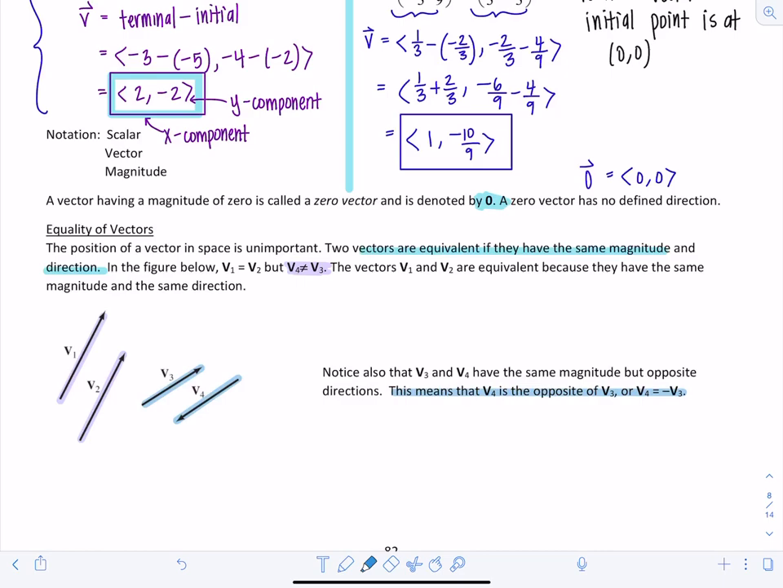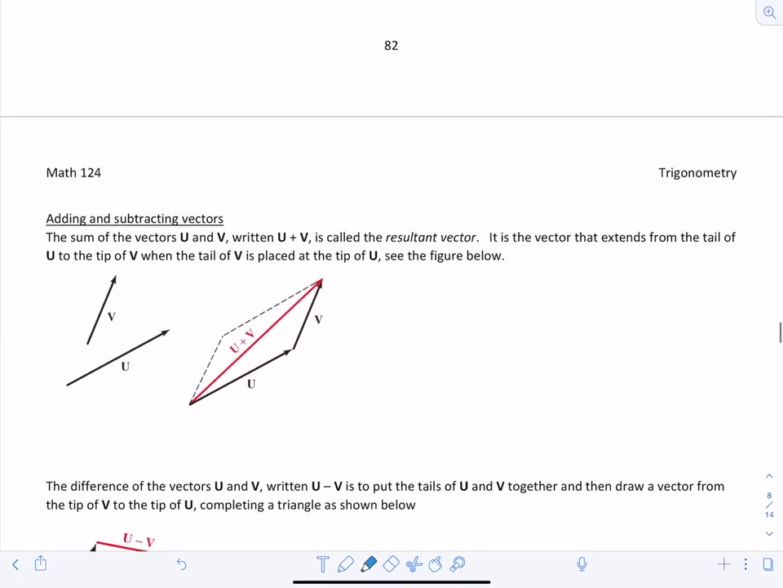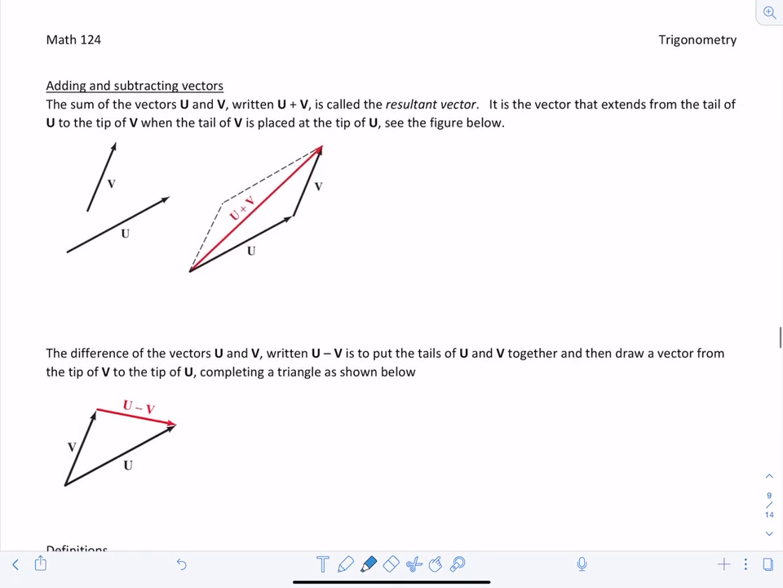Good. Now, graphically, if you're going to add or subtract vectors, there's two ways to do it. As far as adding vectors, one way to do it is add them tip to tail. Okay, so when you add two vectors, you write it out the same way you would add normal scalar quantities, u plus v. And the result from adding them together is called the resultant vector.